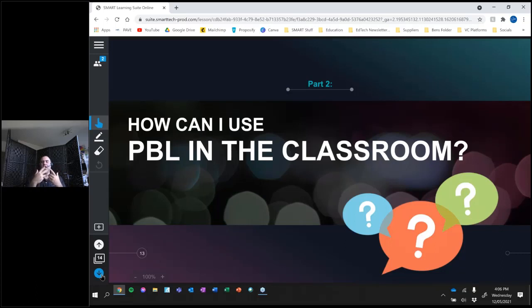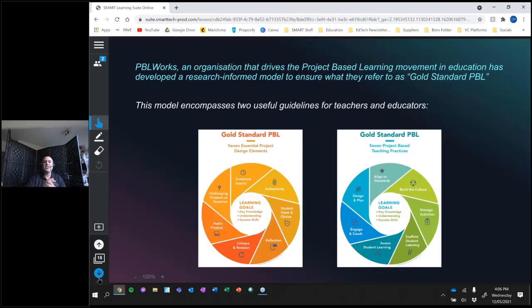Now I'm going to talk about how I can use PBL in my classroom. These are some strategies and tools you can use as a teacher, and guidelines that can help you make really effective PBL activities in your classroom. Now, PBL Works is a fantastic website. It's an organization that drives this project-based learning movement, and it's developed a research-informed model to ensure that you can get referred to as what they call gold standard.